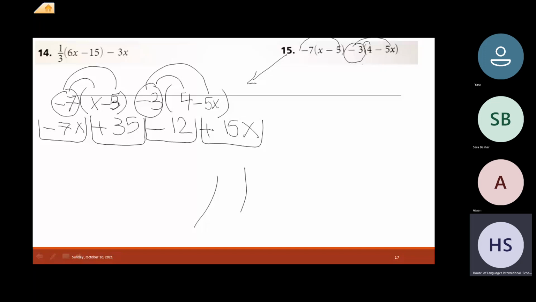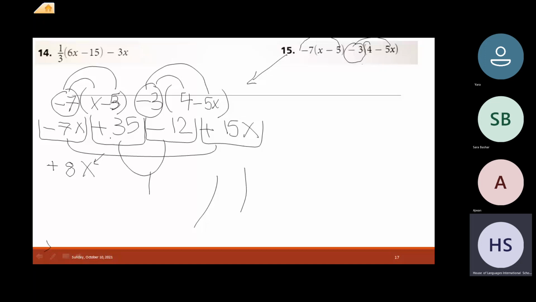What are the like terms? Negative 7x. What is the next like term? Or what is the term that's like it? Positive 15x. Is it right? Yeah. This one and this one. When I combine them, negative 7 plus 15. It will be different signs. It will be subtraction. Subtract what? Negative 8. Negative or positive? No, positive. Positive 8x. Bravo.